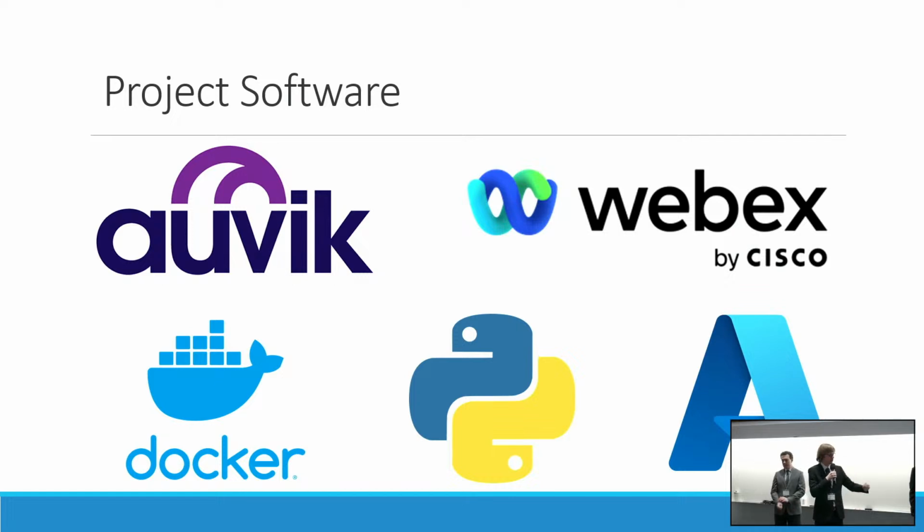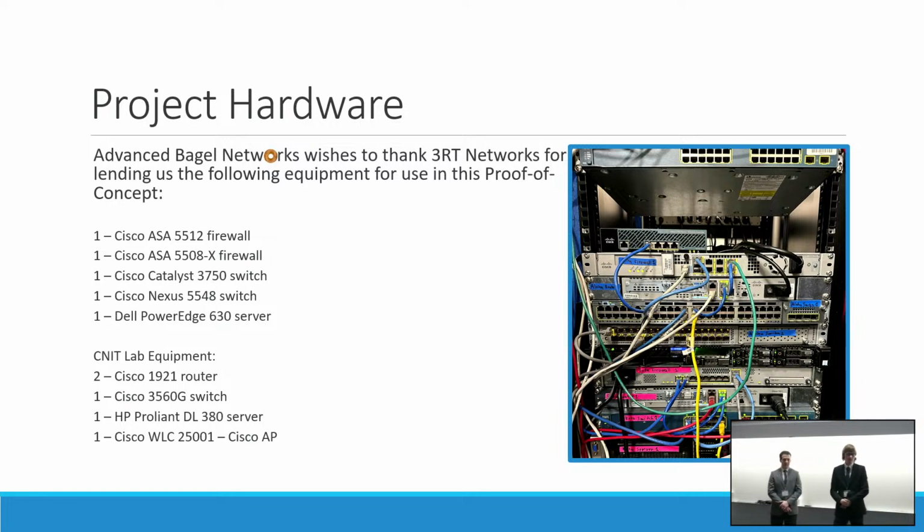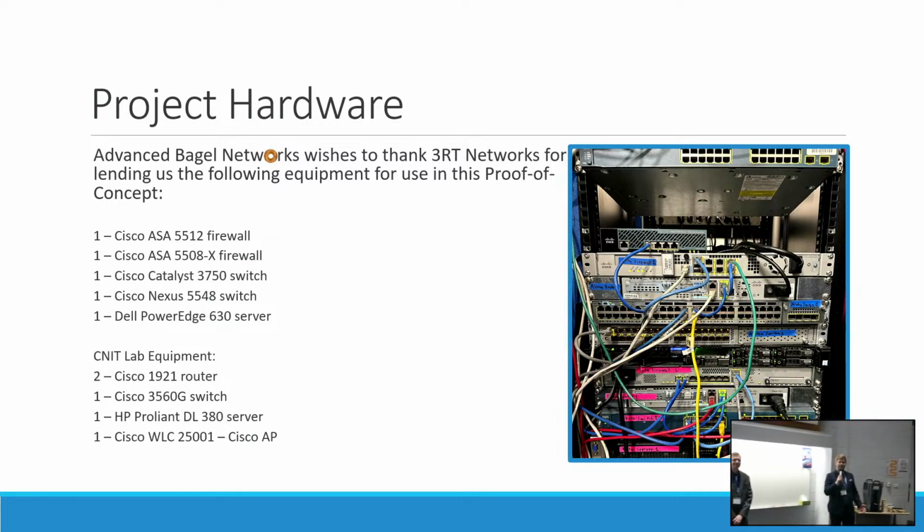Now let's talk about the hardware we're using. All right, so we'd like to thank 3RT for lending us some hardware that we have used to simulate our sites for Auvik. They have provided us with 2 firewalls, 2 switches, and a server. In addition to that equipment, we have borrowed some equipment from the CNIT lab. That includes 2 routers, 1 switch, 1 server, an access point, and a controller for that access point.